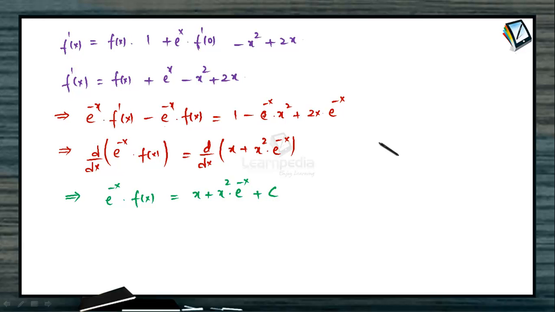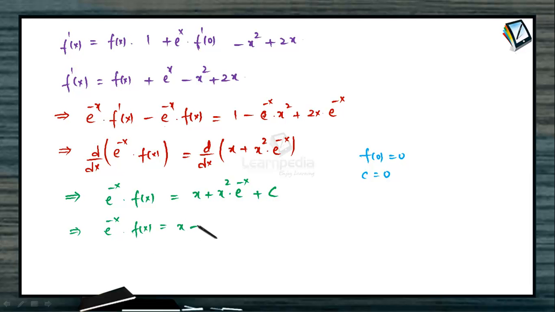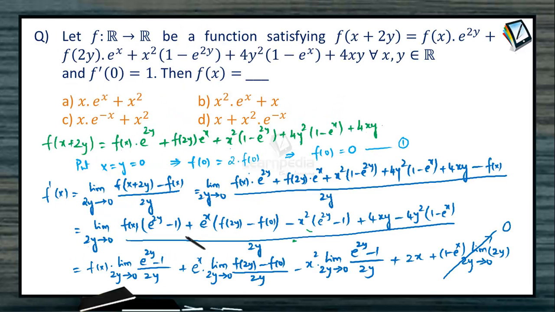Now once we have identified that f(0) is equal to 0, when we replace it here, we get the value of c is 0. So again, e^(−x) f(x) is x + x² e^(−x), and as we need only f(x), let's multiply this equation throughout by e^x. Then this is x e^x + x² into 1. So have you got the f(x) function? What is the f(x) function? x e^x + x², which is present at option A.